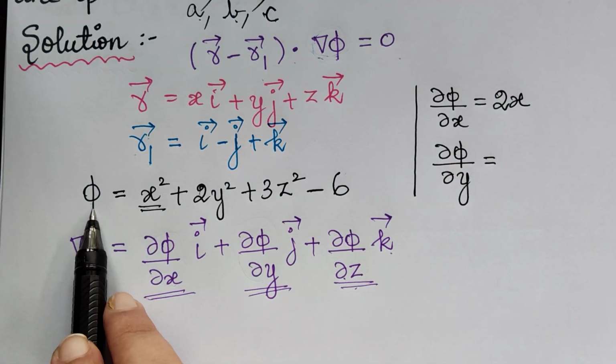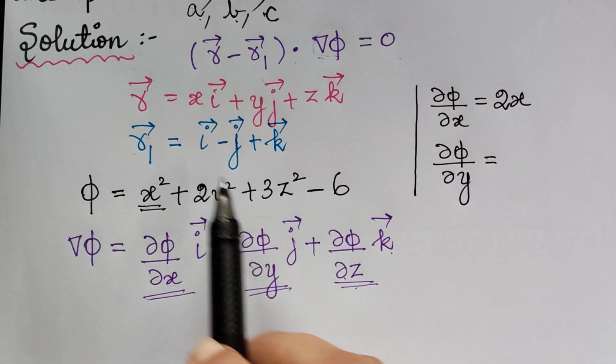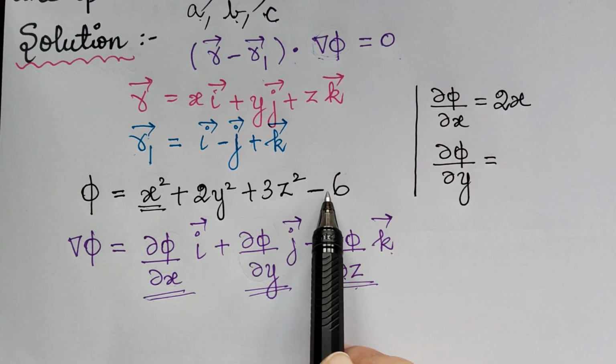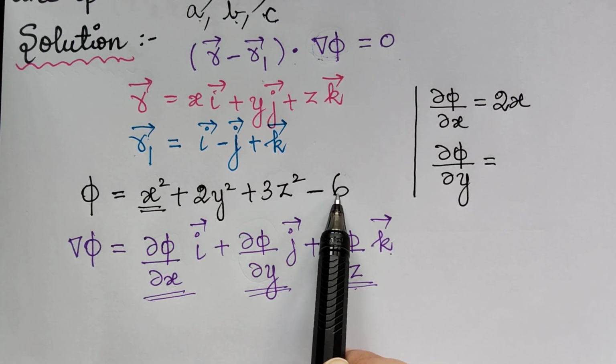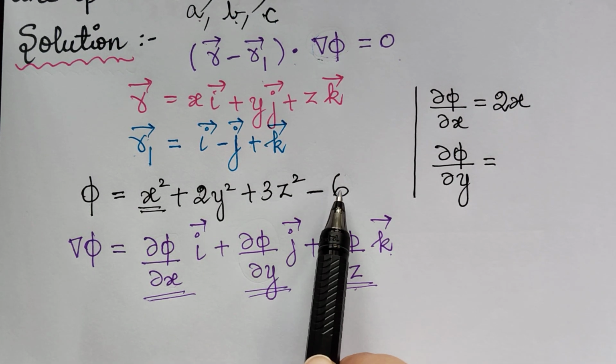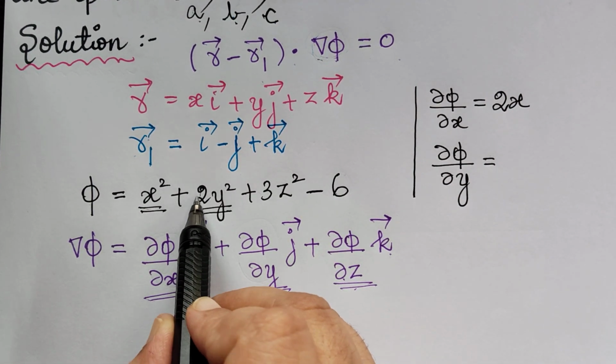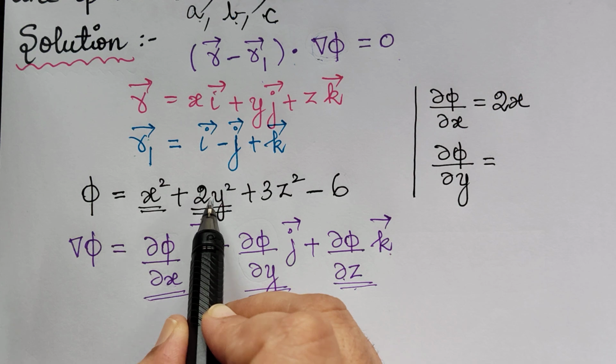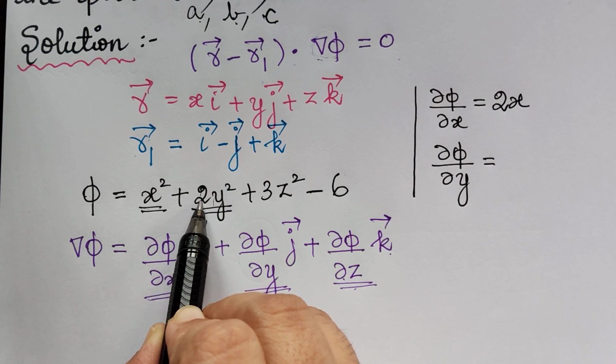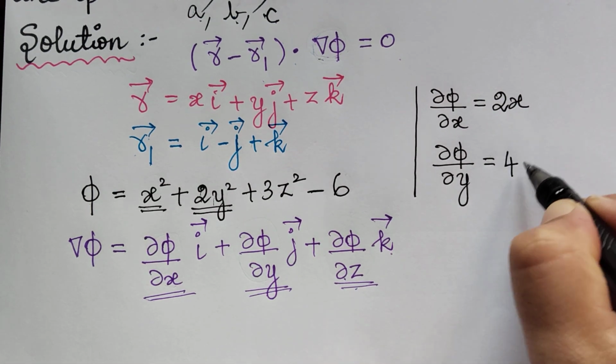In a similar manner, dou phi by dou y we have to find. That is, we have to partially differentiate this with respect to y. And so x square, 3z square and minus 6 will be treated as constants, and on differentiation they become 0. And the differentiation of 2y square will be, the differentiation of y square is 2y, and when it gets multiplied with this 2, it becomes 4y.